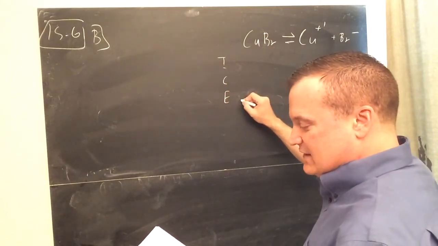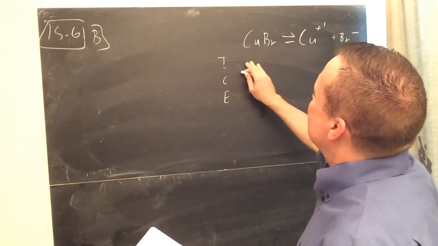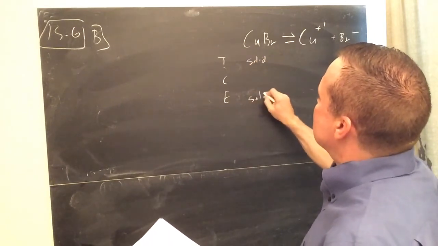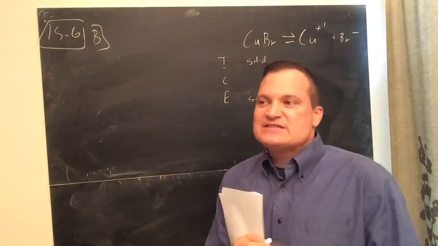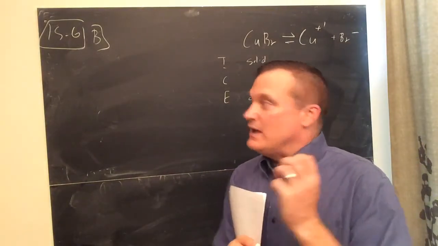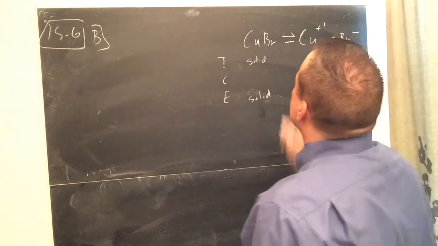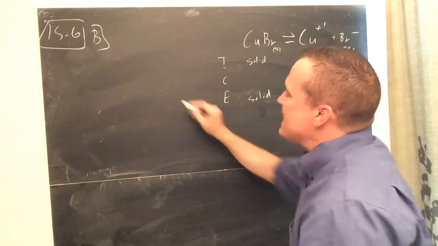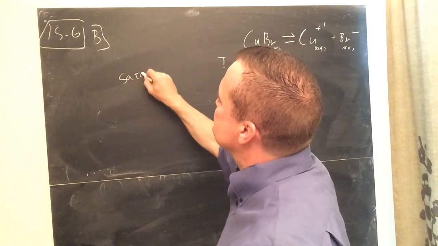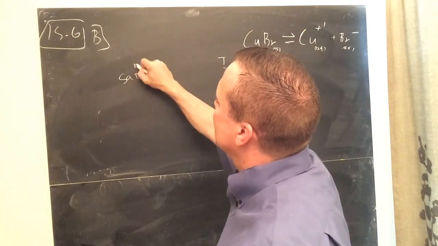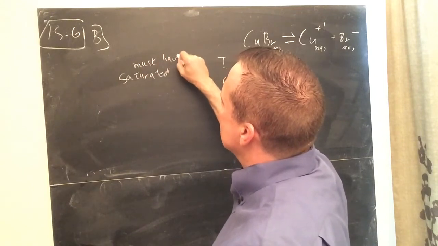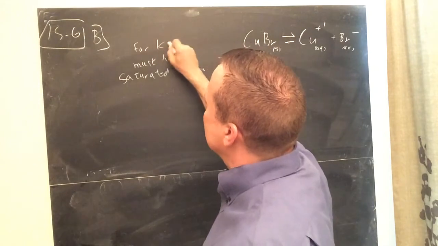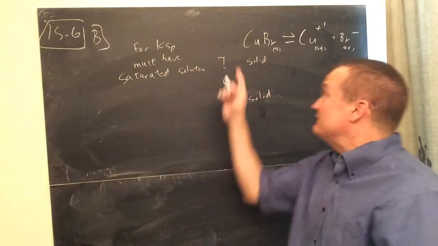And what we do is, we're going to say that in the beginning of this, this is a solid, and it ends up a solid. You still have to have solid at the end. In any Ksp equilibrium between a solid on one side and aqueous on the other, you always have to have what's called a saturated solution. For Ksp, you have to have it. If you don't, then you will not have an equilibrium.